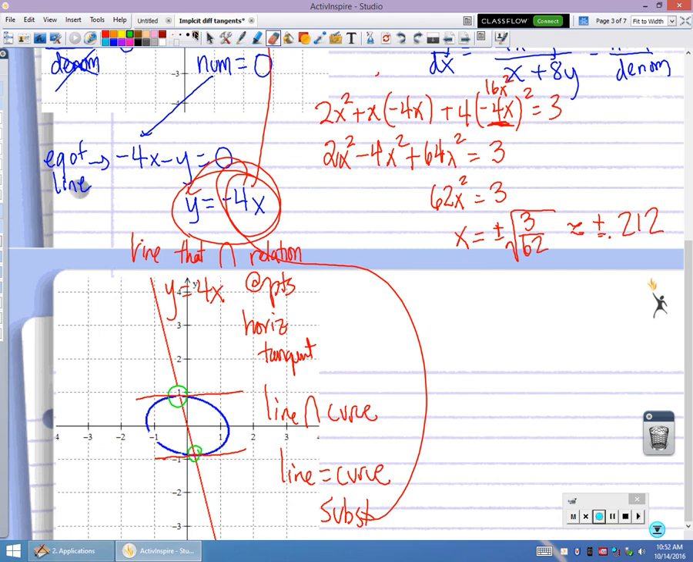Now if you come back over here to the graph, let's see if I can clean that graph up for you. Give me just a second here. Get rid of some of this stuff. I need a bigger eraser.